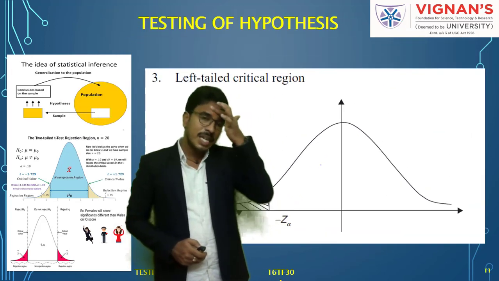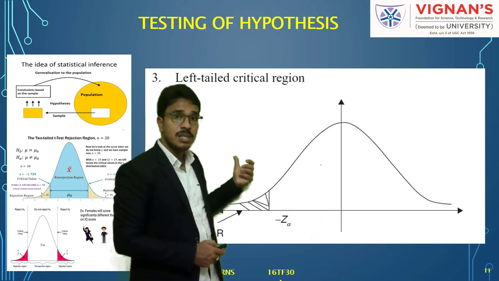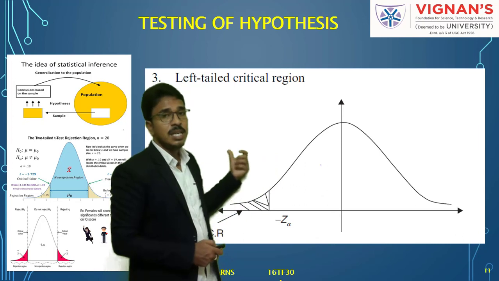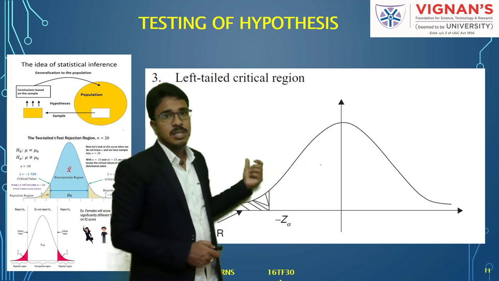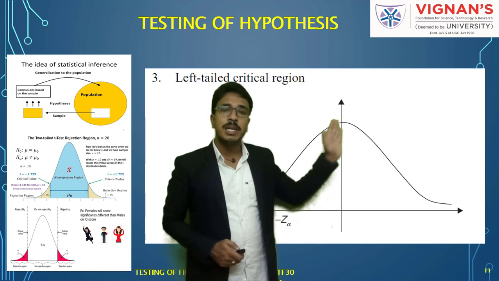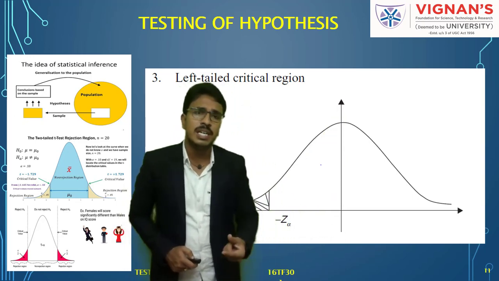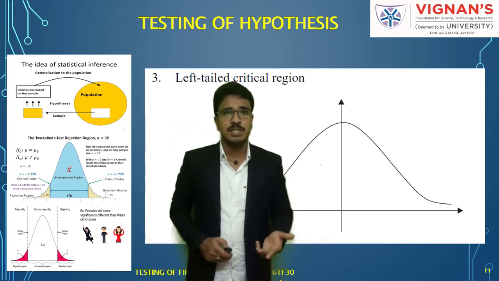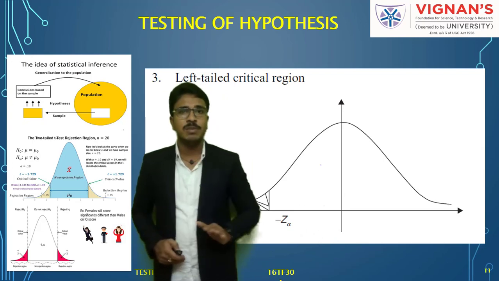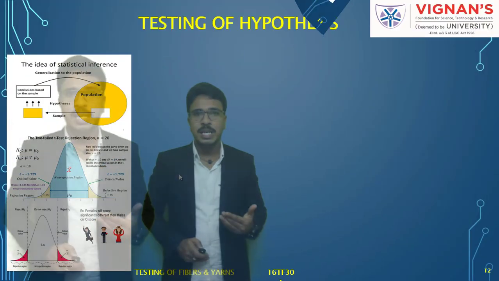Now, when it comes to the left tail region, you can see this is the critical region. The remaining is all the acceptance region, which is nothing but 1 minus alpha. This alpha is related to the level of significance. Depending upon the level of significance, this alpha value varies. So this is about the critical region.